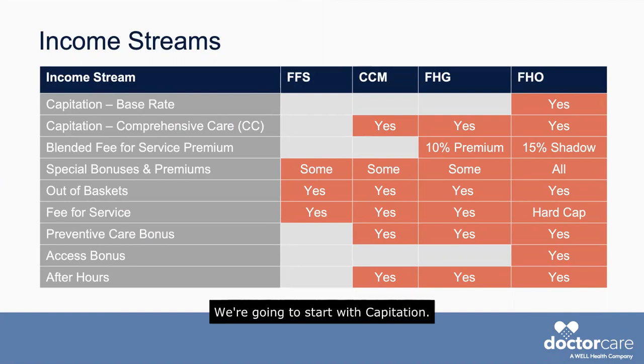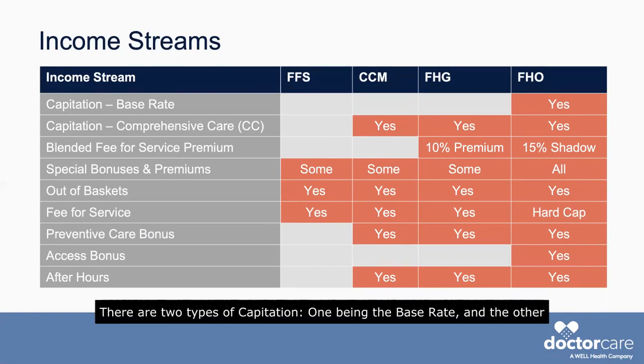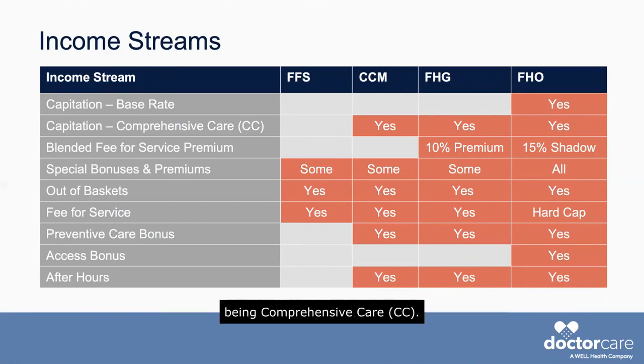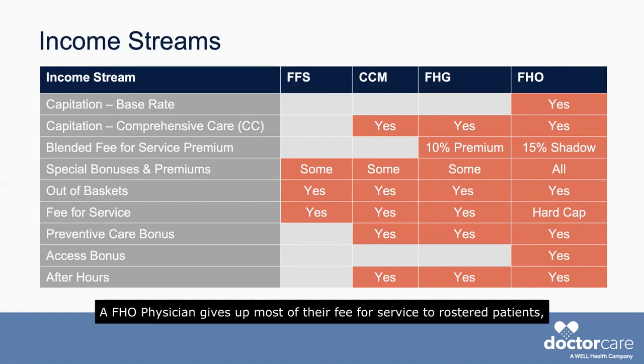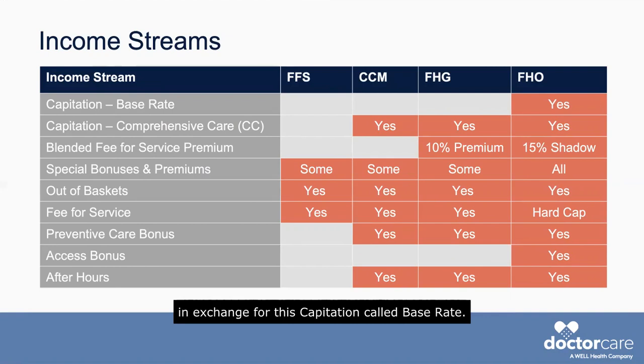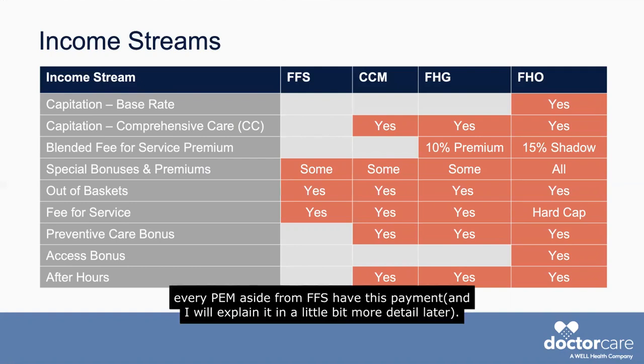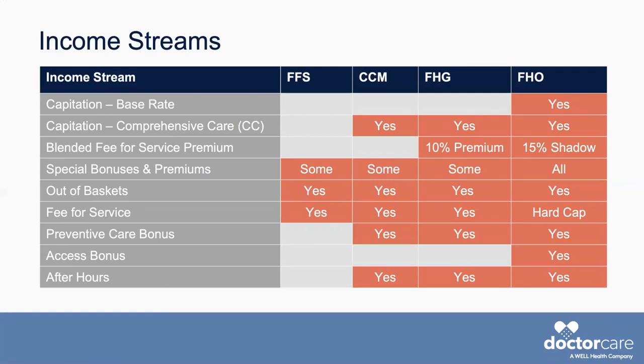We're going to start with capitation. There are two types of capitation, one being the base rate and the other being comprehensive care. First, the base rate. This is the main source of income for a FO. A FO physician gives up most of their fee-for-service to rostered patients in exchange for this capitation called base rate. Now with the comprehensive care payment, every PEM aside from fee-for-service has this payment, and I will explain it in a little bit more detail later.